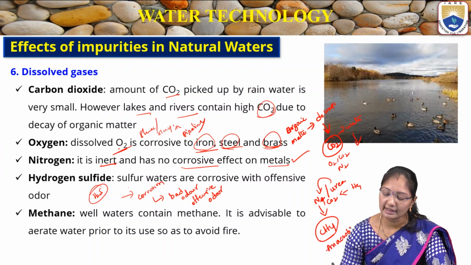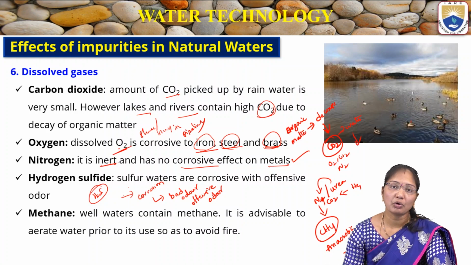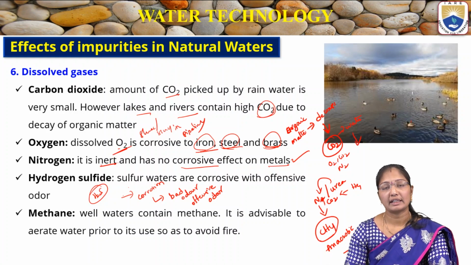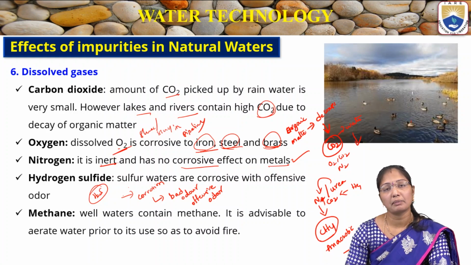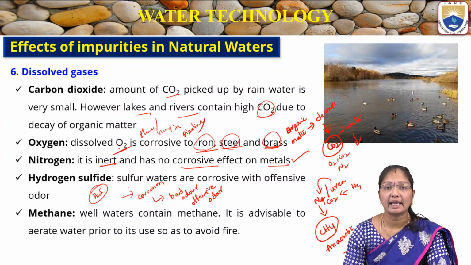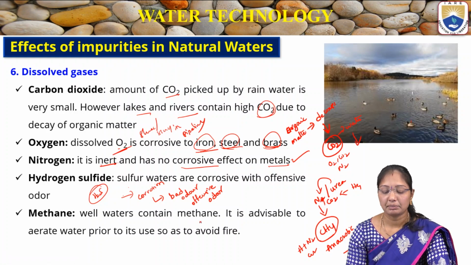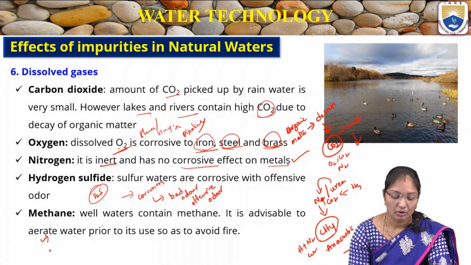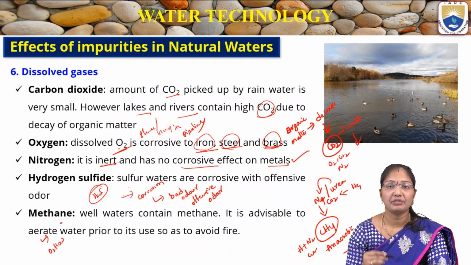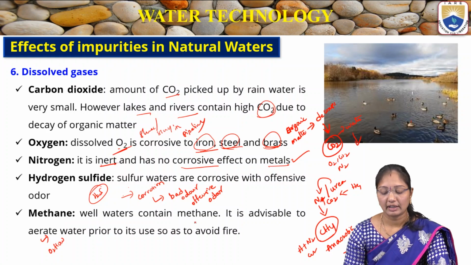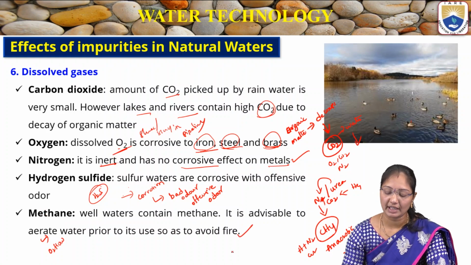Under anaerobic conditions, the top of the water will have more oxygen, but when we go deep into the lower layers of the water, the organic matter in the layers reacts with hydrogen, and results in the formation of carbon dioxide and methane. Well waters contain methane because well waters means deep waters, with no oxygen over there. It is advisable to aerate water, because aeration is nothing but oxygen flow. If we aerate the water prior to use, we can avoid fire. Methane catches fire easily.